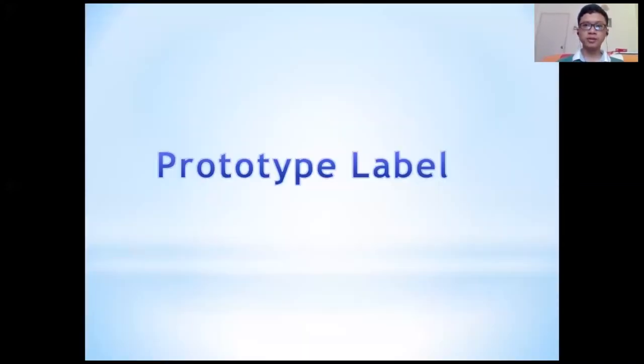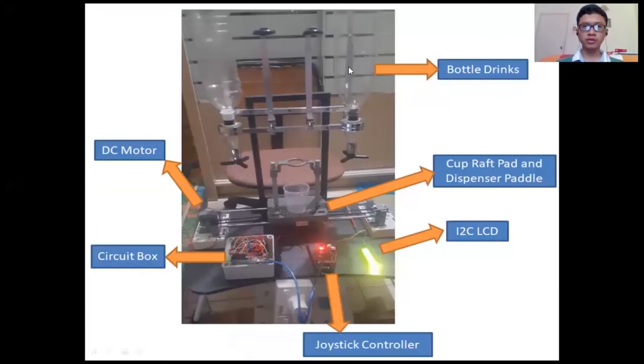So next is the prototype label. As you can see over here, this is the bottle drink that I just mentioned. This is the bottle drink, and this is the cup rough pad. The cup rough pad is the rectangular one that I circled over here. The function of the cup rough pad is that we put the cups on top of the barbot rail, so that when it moves, the user can choose which water to dispense based on the joystick controller over here.